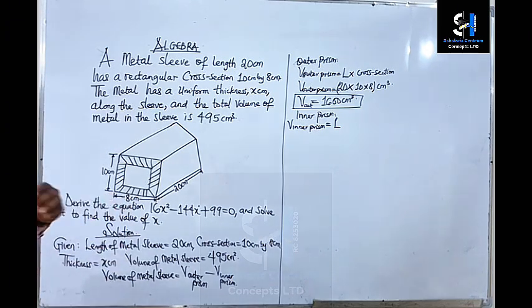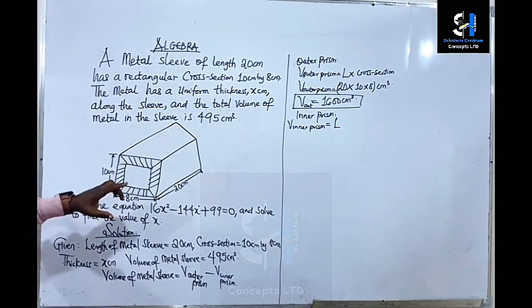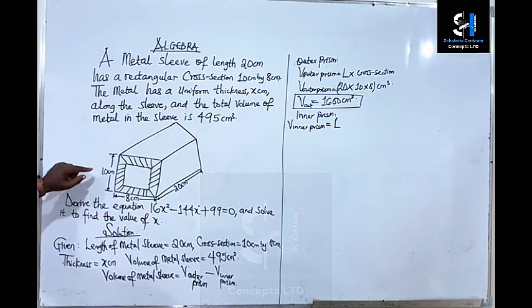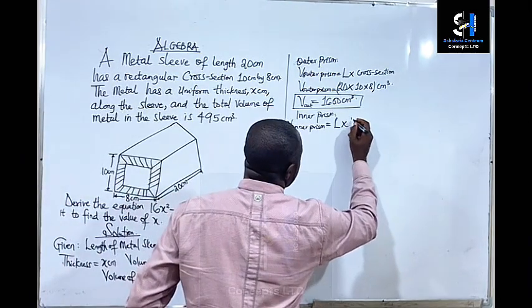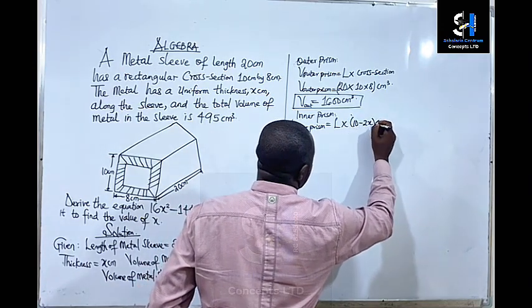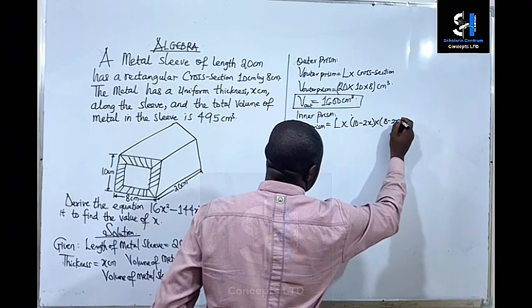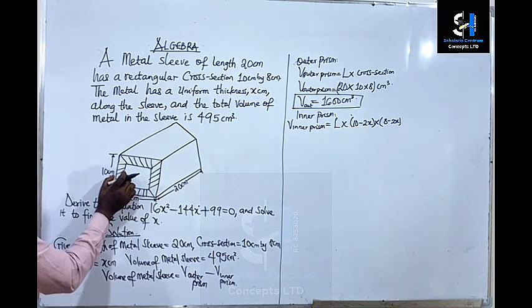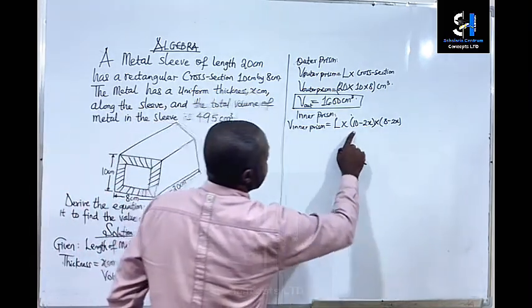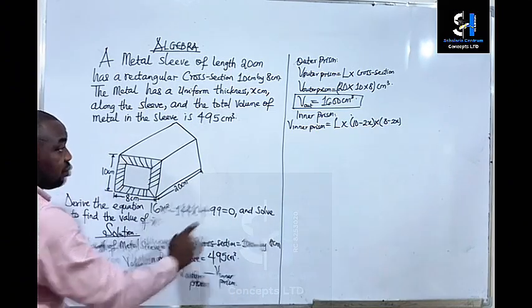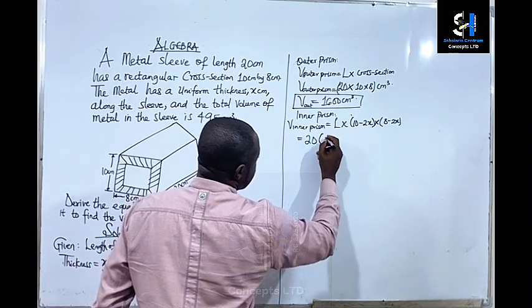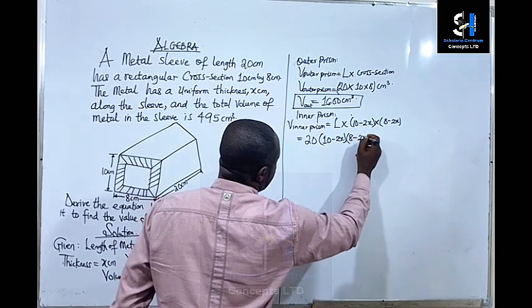Because the metal sleeve has a thickness of x centimeters along the sleeve, the dimensions for the inner prism will be the length, multiplied by 10 minus 2x, multiplied by 8 minus 2x. This is because the thickness of the material is 2x for length and width. So the volume is 20 multiplied by 10 minus 2x multiplied by 8 minus 2x.